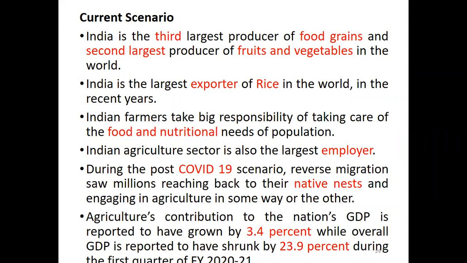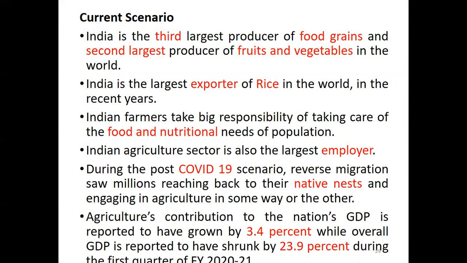Then the Indian agricultural sector is also the largest employer. If you see the current scenario, approximately 60% of the Indian population is engaged in agricultural activities. Means what? Agriculture is the one sector which gives much employment to the farmers, to the people, where 60% of the population is still there. Getting this? So it gives employment to the people.